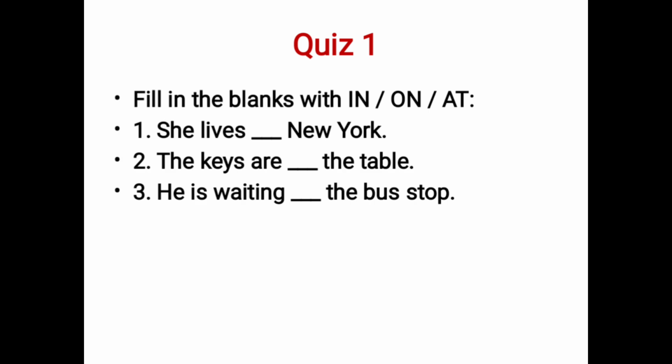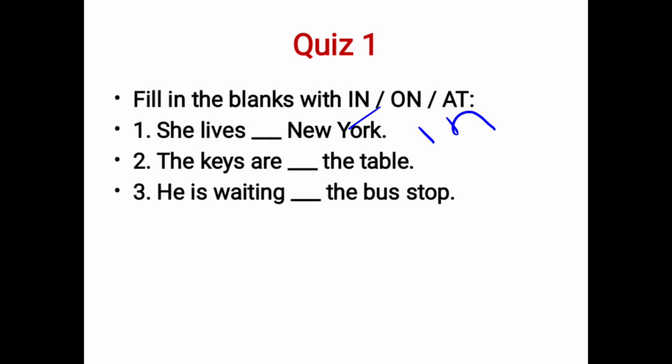Now we have quiz number 1. You have to tell me whether we use in, on, or at in each sentence. The first sentence: She lives dash New York. Now New York is a city which is surrounded by walls, or it has a boundary. So we use in. She lives in New York.